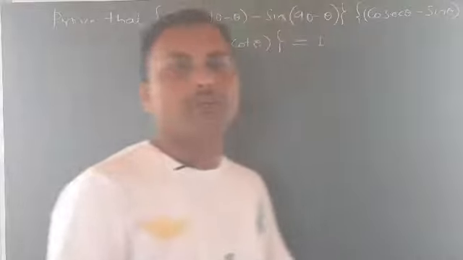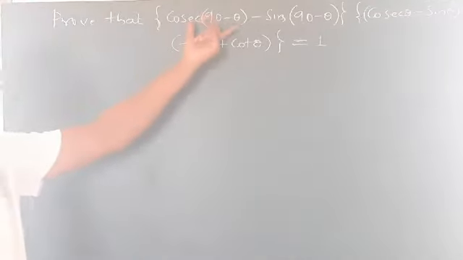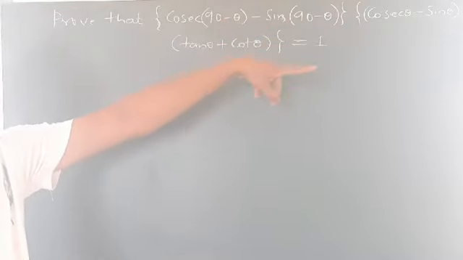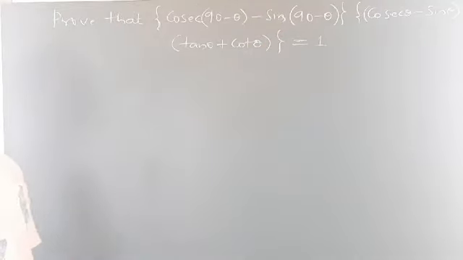Well, students, we have the next problem here. The problem is: prove that (cosec(90 minus theta) minus sin(90 minus theta)) into (cosec theta minus sin theta) into (tan theta plus cot theta) is equal to 1. So the total quantity is equal to 1, and we need to prove this. These two are complementary angles. Next we have cosec theta minus sin theta, then tan theta plus cot theta, and the total answer should become 1.